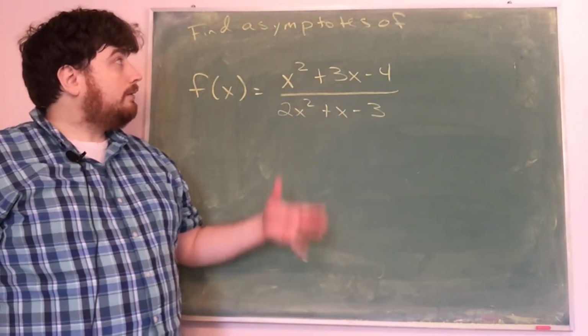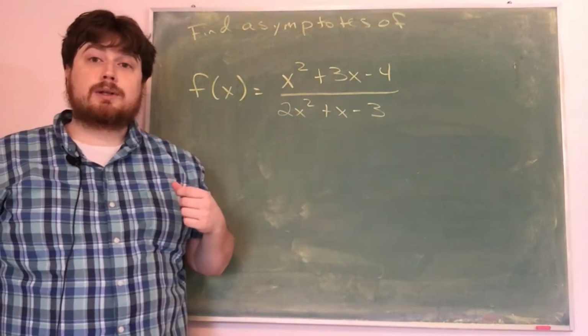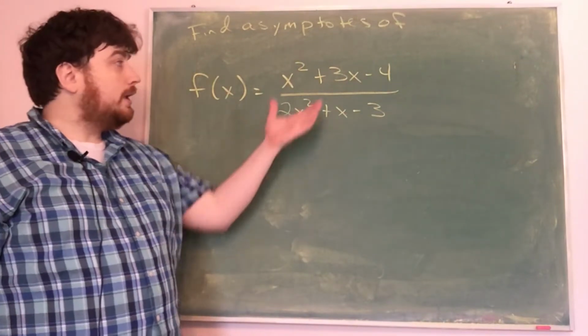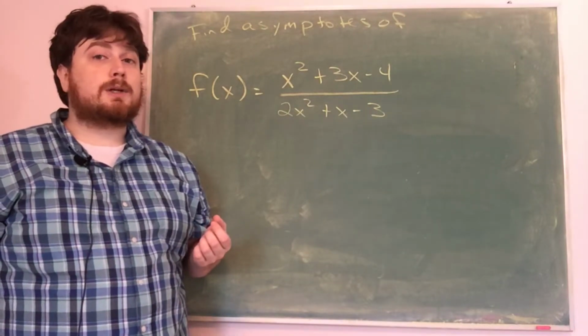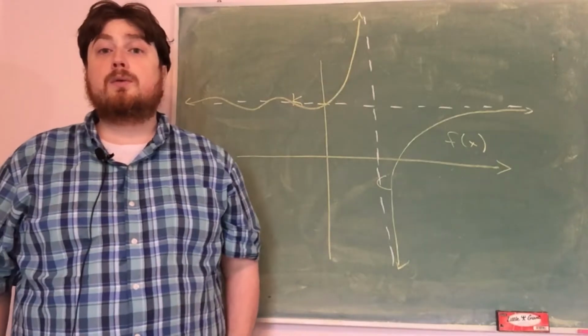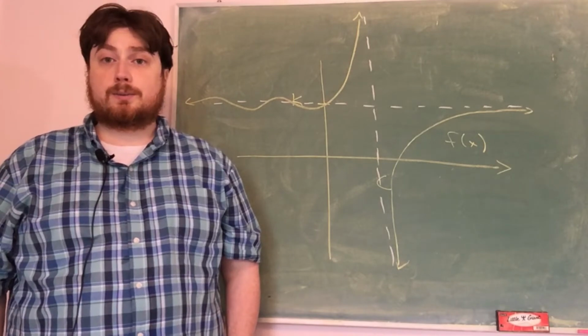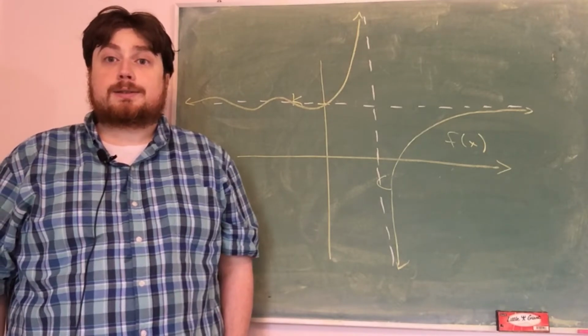We're going to go through now and find all asymptotes, that is vertical and horizontal asymptotes, of the function x squared plus 3x minus 4 over 2x squared plus x minus 3. Before I actually find the asymptotes of our function, what we'd like to do is recall what the asymptotes are.